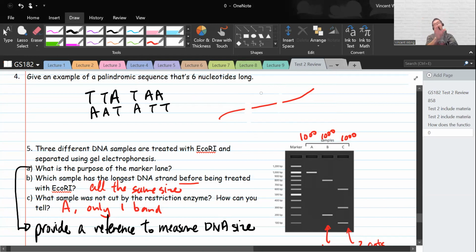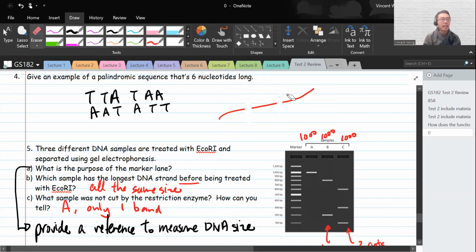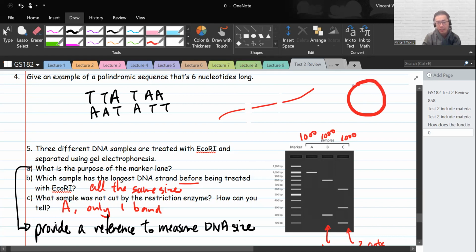So the number of fragments that you get is always number of cuts plus 1, if we're starting with linear DNA. Does that make sense? Yeah, thank you. If we have circular DNA, if we have a plasmid, then 1 cut will give you 1 band, 2 cuts will give you 2 bands, 3 cuts give you 3 bands. So you must be careful. Think about whether you're dealing with linear DNA or circular DNA to begin with. And the question will always tell you.